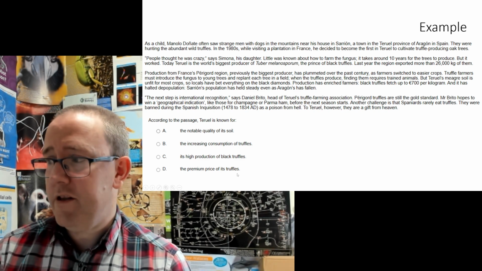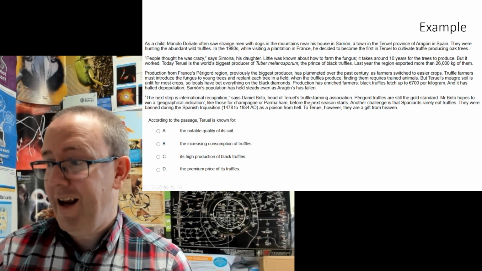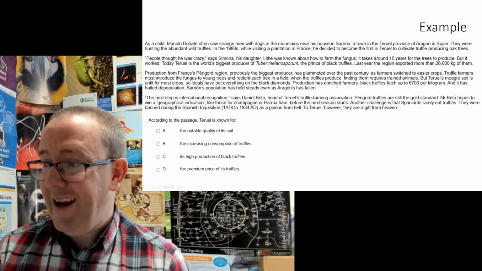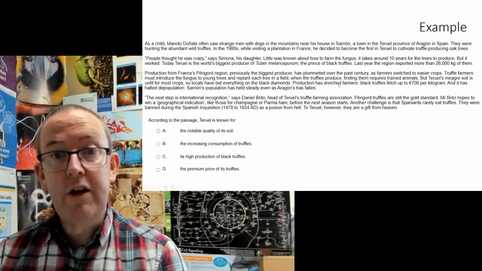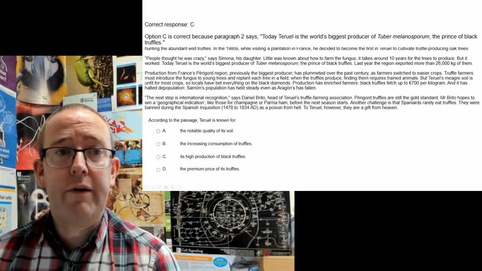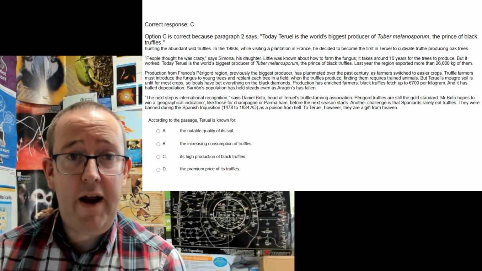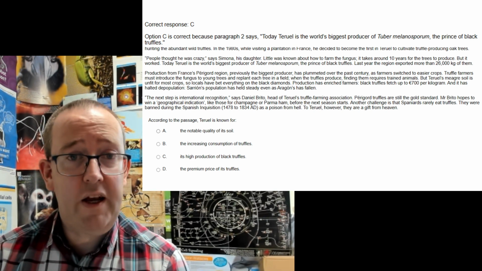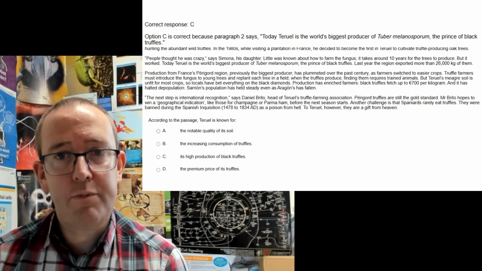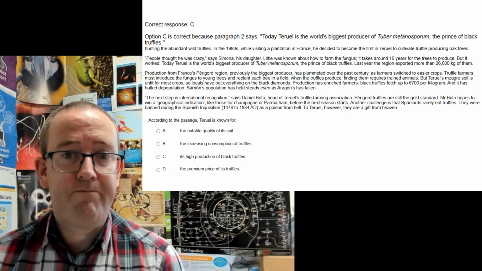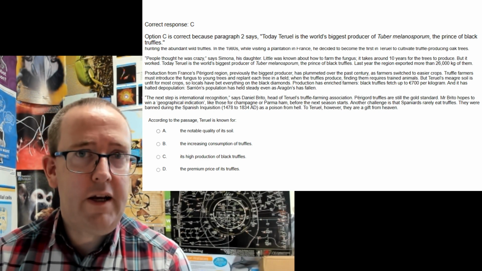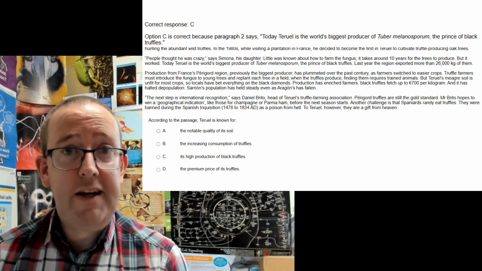And the premium price of its truffles. Okay, well, actually in here, black truffles fetch up to €700 per kilogram. It doesn't say that the black truffles in this particular region are particularly valuable. So hopefully you worked out correctly that the correct response is C. Option C is correct because paragraph 2 says, today Tyrrell is the world's largest producer of tuber melanosporum, the prince of black truffles. Okay, do that 44 times in 22 minutes and you will have aced the verbal reasoning section.